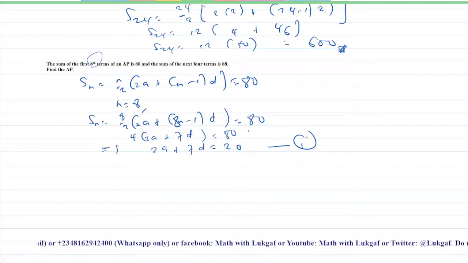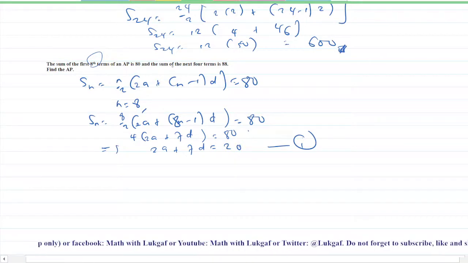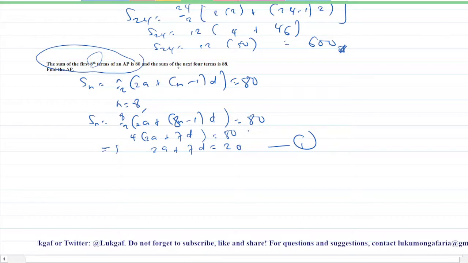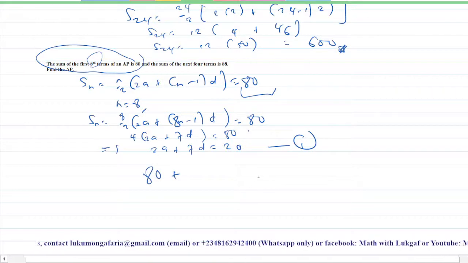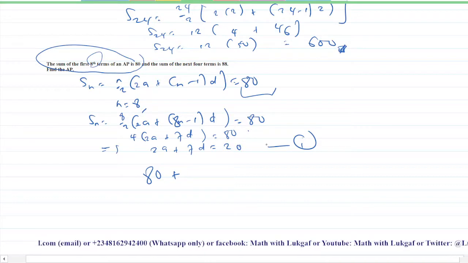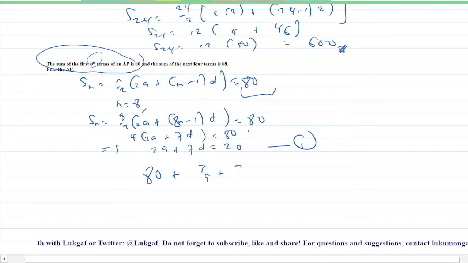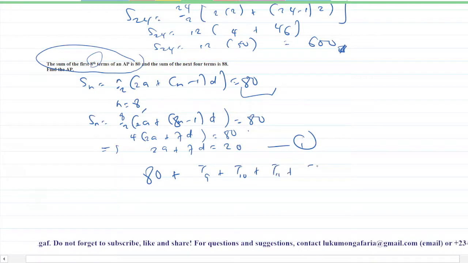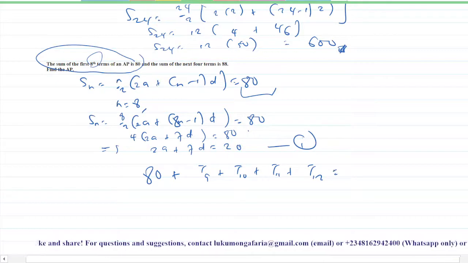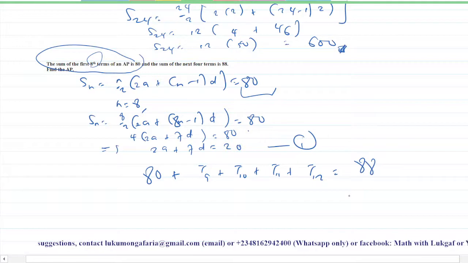So the question now continues. Just do it one by one so that you don't make mistakes. This is the first statement. The second statement says the sum of the next 4 terms after the first 8 terms. We said the sum of the first 8 terms is 80, right? So the sum of the next 4 terms, which will be the 9th term, 10th term, 11th term and 12th term, gives 88. You understand now? So it actually gives 88.